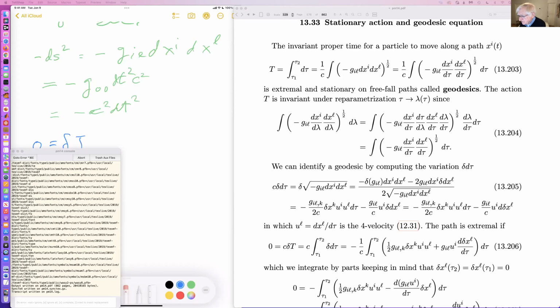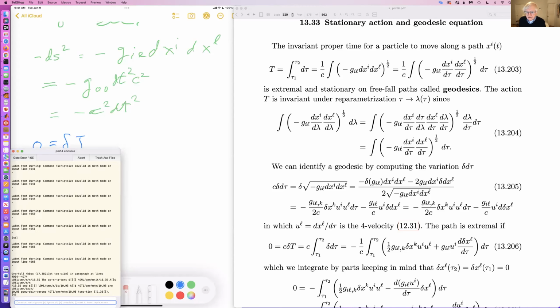Oh, I see. I used a funny notation. Okay, and this should be detour d-lambda. All right, I think I'll finally have it right here. All right, I think I finally got it right.